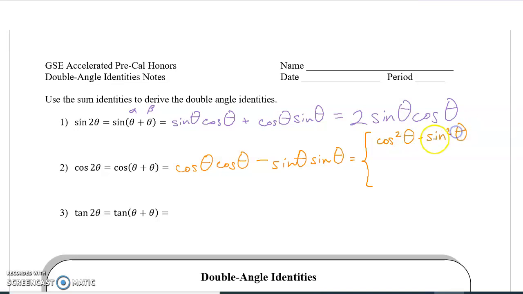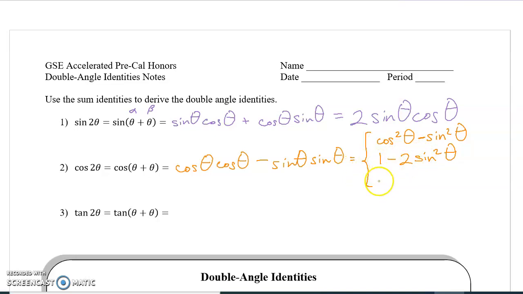Nothing wrong with that. But remember, of course you remember this because this is your favorite identity, that the cosine squared of theta plus the sine squared of theta equals 1, which means I can replace the cosine squared of theta with 1 minus sine squared of theta. If I do that, I've got a 1 minus sine squared of theta minus another sine squared of theta. So I'm subtracting 2 sine squareds of theta. Okay, so that's an alternate version of the double angle identity.